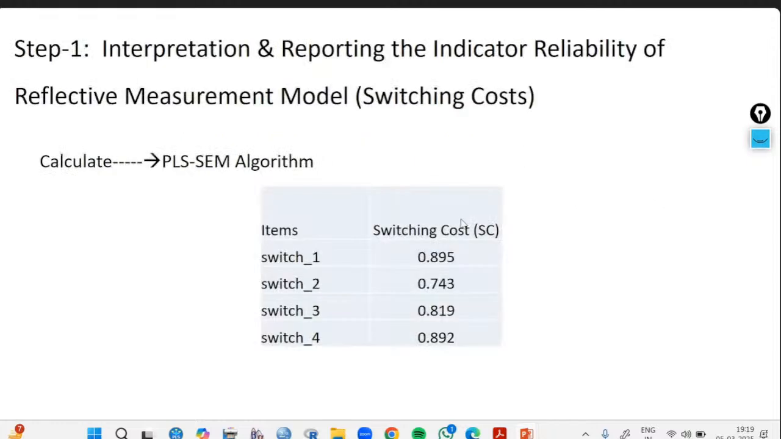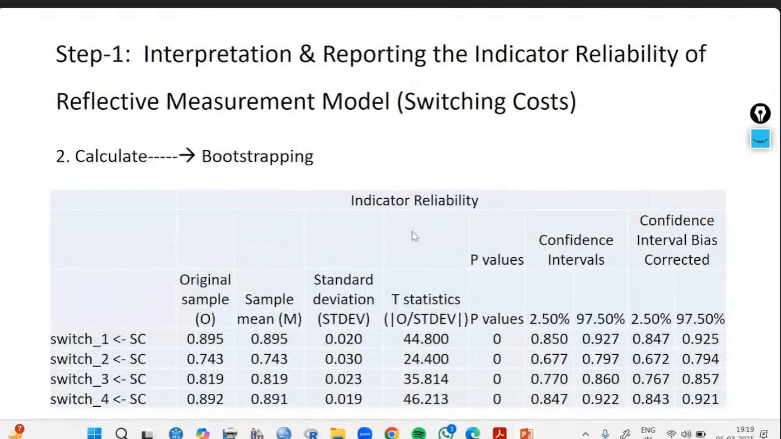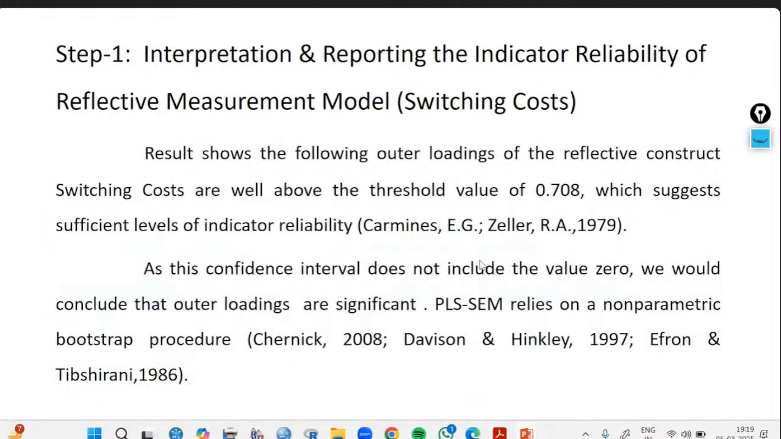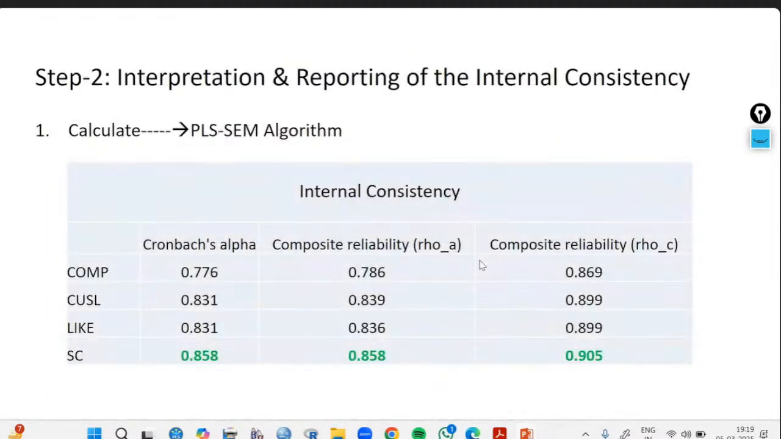The switching cost construct we added: the outer loading values are greater than 0.708, and through bootstrapping there is no issue of indicator reliability. Now we move to internal consistency: the Cronbach alpha, composite reliability and composite reliability rho_a, all values are greater than 0.7, so there is no issue of internal consistency.